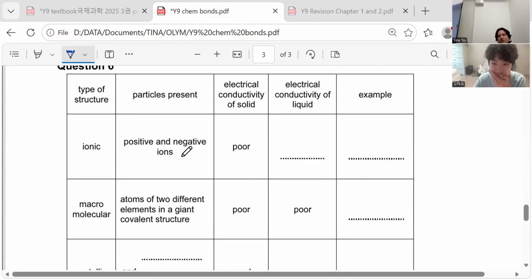Ionic is positive and negative ions. Electrical conductivity is poor as a solid. In liquid is good. Example, sodium chloride.